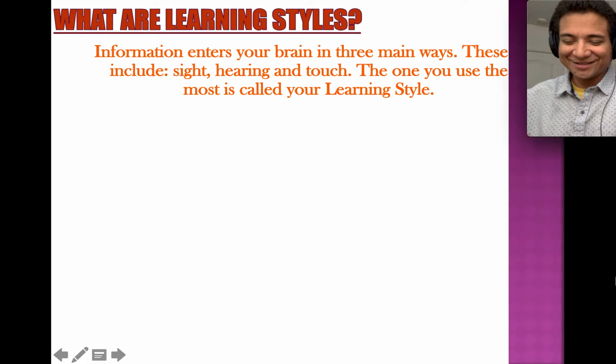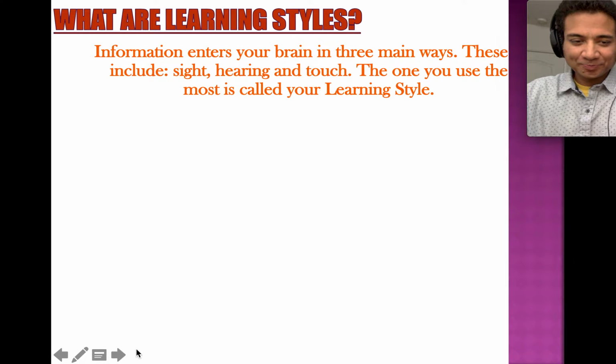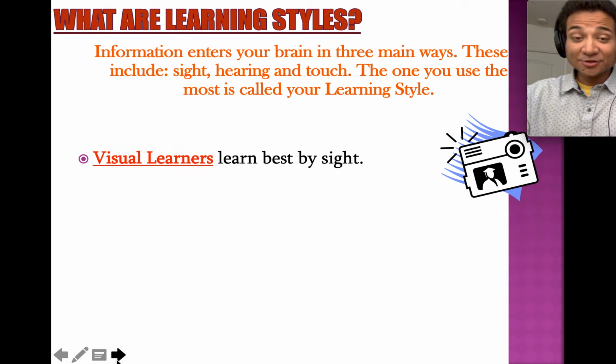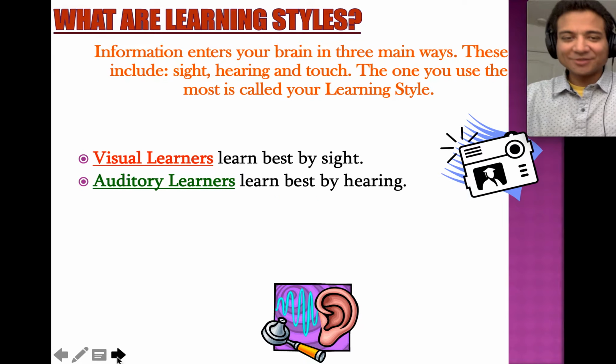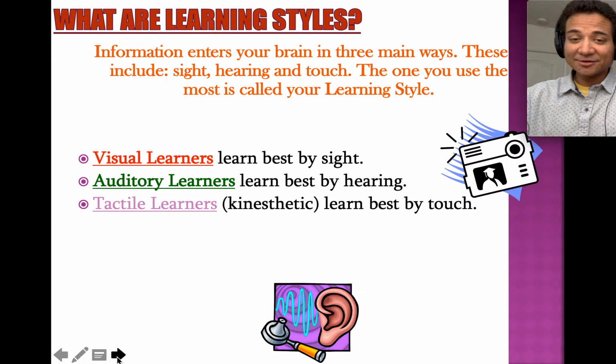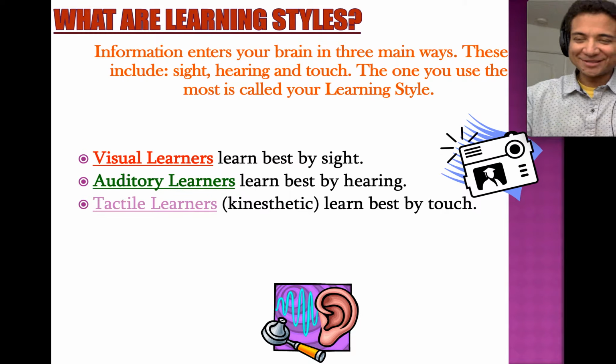Tactile. So visual learners learn best by sight, just like what it sounds like, huh? Auditory learners learn best by hearing. Tactile learners learn best by touch. I always have fidgets on me. I'm very much tactile.